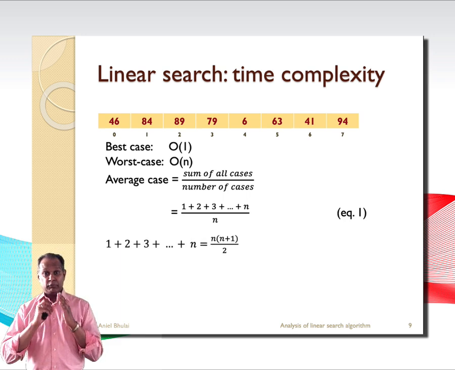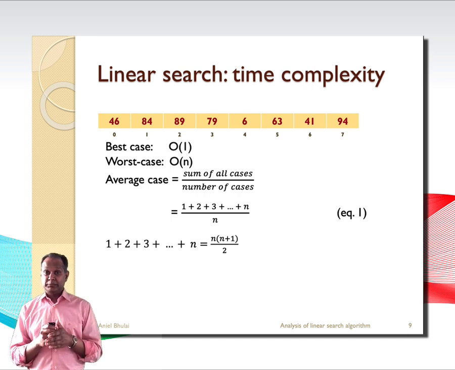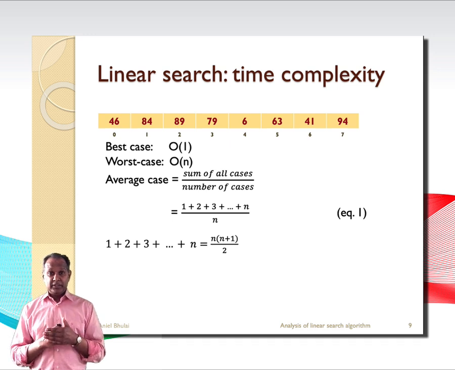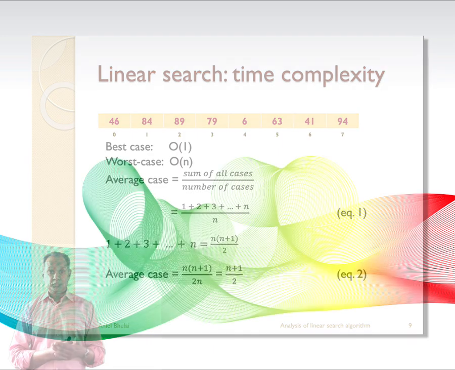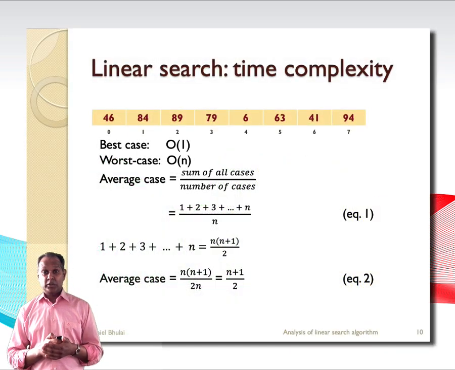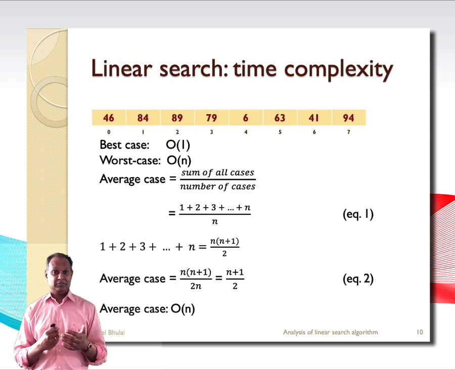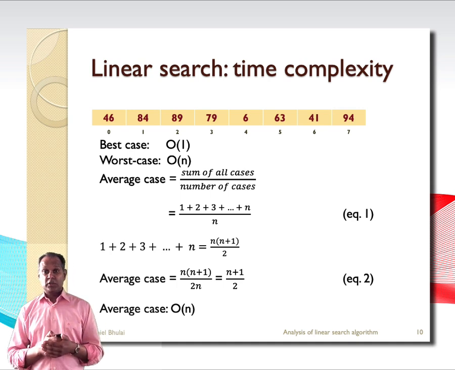Recall that the sum of 1 plus 2 plus 3 to n is n times n plus 1 divided by 2. When we fill this in equation 1, we get equation 2. So we have n plus 1 over 2 comparisons. Then the big O for the average case is in the order of n, since n will dominate as n becomes large. So we can ignore the other terms.